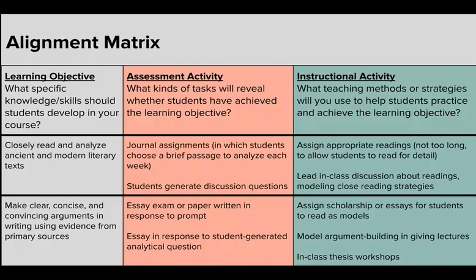So I've included a couple of my own learning objectives for some of my literature classes. So I want students to be able to closely read and analyze ancient and modern literary texts. So what kind of assessments can I have them do that will show me that they can closely read and analyze texts? Well, one of the things I like to do is have them do journal assignments in which they choose a brief passage to analyze each week. There's something they're practicing consistently.